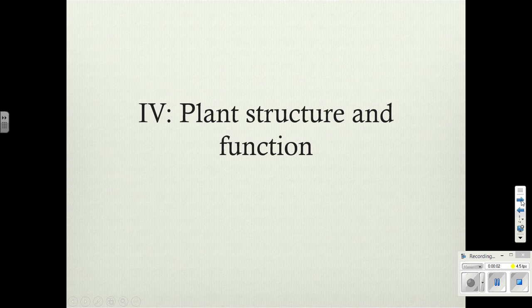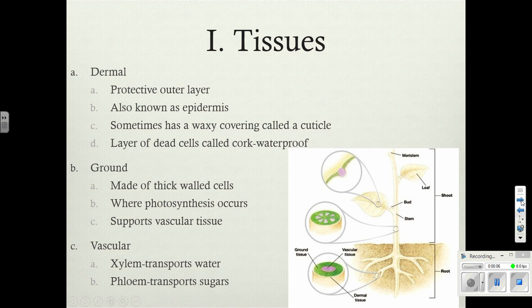All right, this is section 4, talking about plant structure and function of plants. So there's 3 types of tissues that make up a plant. The first type is called dermal tissue, and this is basically like the skin of the plant. So it's the protective outer layer. You can also call it the epidermis. Humans also have an epidermis, and that's just the skin that you see on the outside layer of your body.